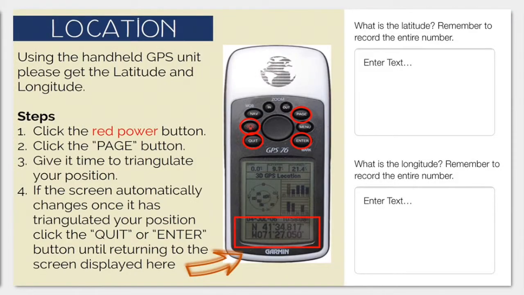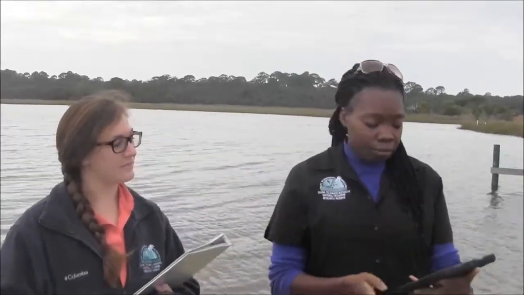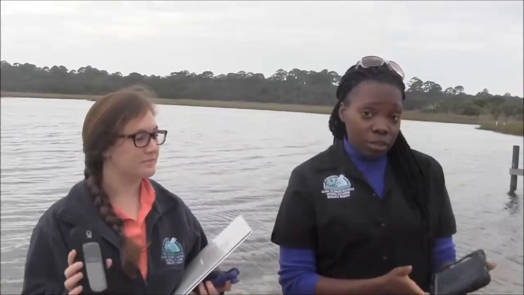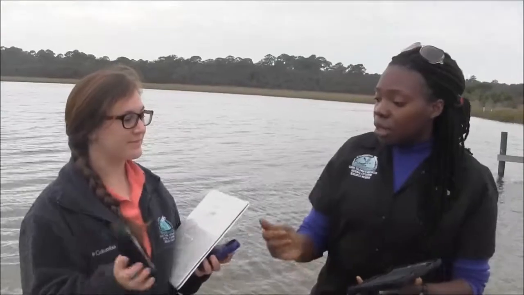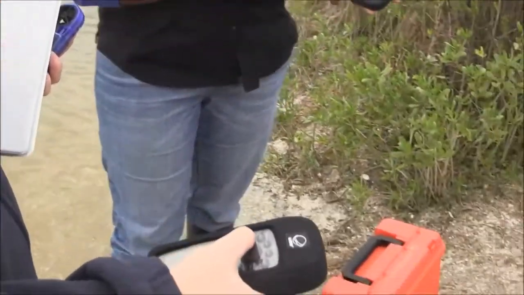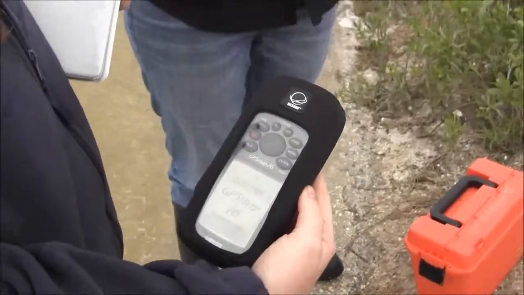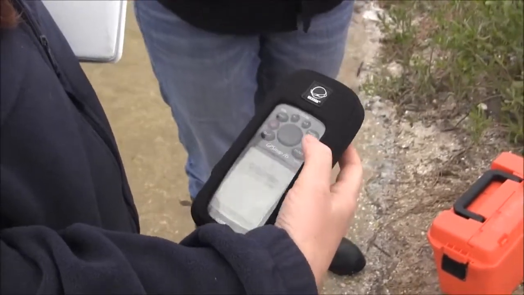Alright, the first thing that we need to do is take our latitude and our longitude. We can do this using a GPS device. We also have a set of instructions inside the actual experiment just in case you forget some of the steps. Alright, so we're going to go ahead and take our GPS device, hold the red button down to turn it on, and we're going to press page 3 times to get out of our default screen.